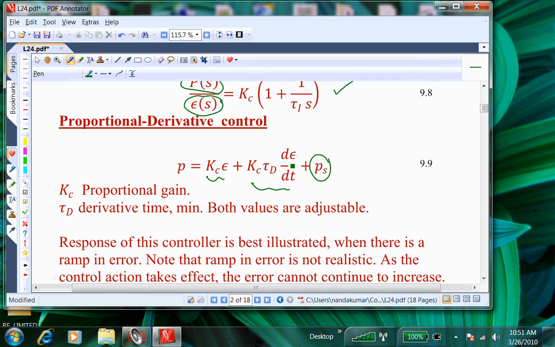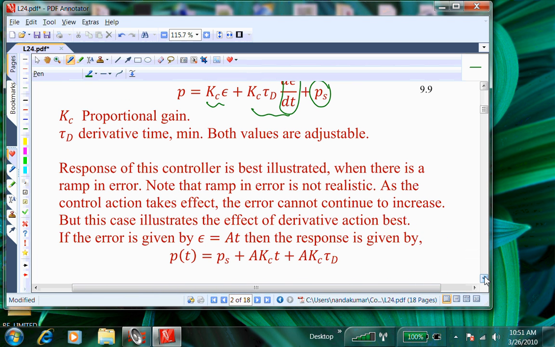The integral action looks at how much error is accumulating over a period of time, and if that accumulation keeps on increasing, it will increase the action to decrease the error. Whereas the derivative action looks at instantaneously how fast the error is growing. The error is growing very fast, which is measured by d epsilon dt. Then I need a stronger action to decrease the error back to 0. Okay, so that is the model for a PD controller, proportional derivative controller.